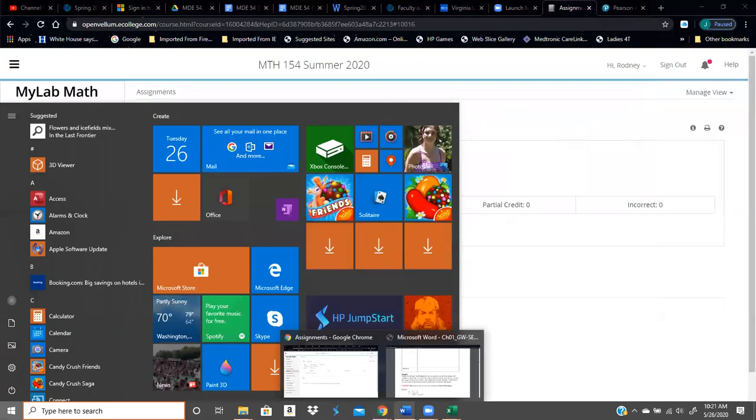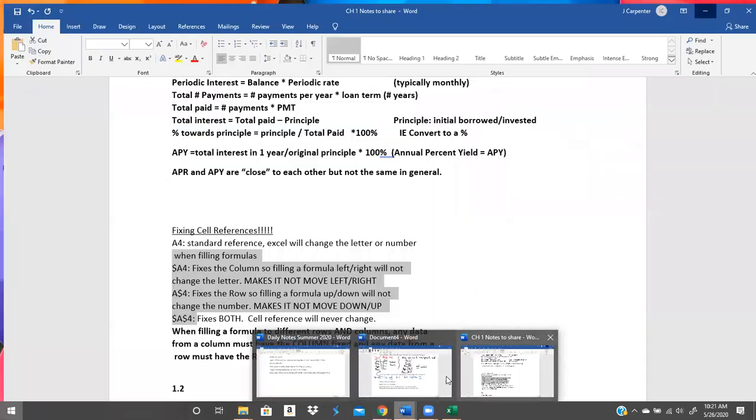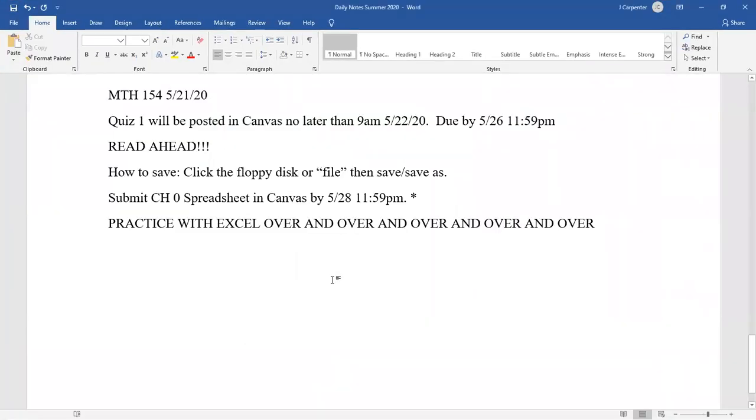All right, so Excel heart rate 1.1 is due, what was that, June 3rd or June 2nd? I gotta check again. June 2nd by 11:59 p.m. You get 5 attempts.